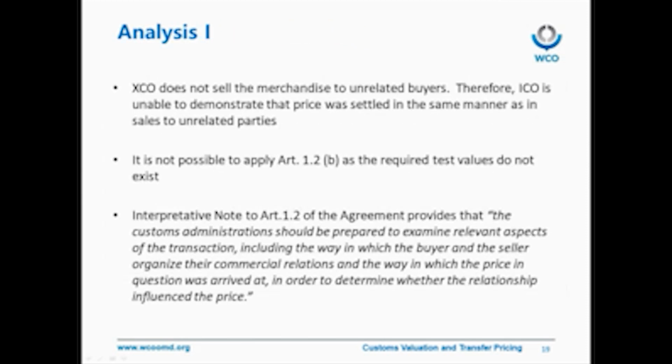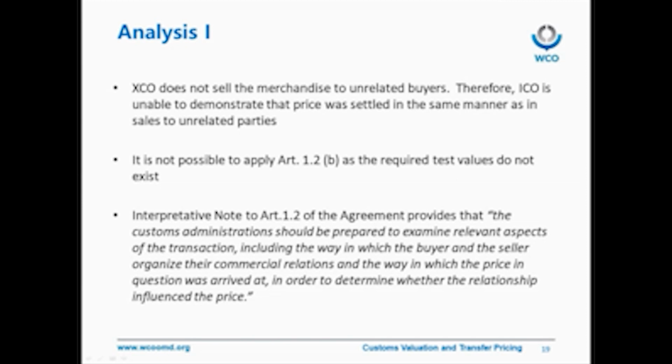So next we will come to the analysis and conclusions of the technical committee. Actually, this analysis is rather long, but I think it's very useful. It could be used to show how customs deals with related party transactions. So here is the analysis of the technical committee.